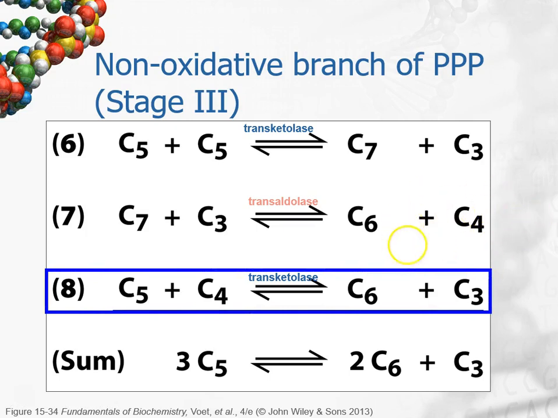I'm going to use one of my products, the 4-carbon sugar that I got from this reaction right here, and I'm going to use that as a reactant. And now I'm going to bring in that third 5-carbon sugar that I got as a product of stage 2 of the non-oxidative branch.